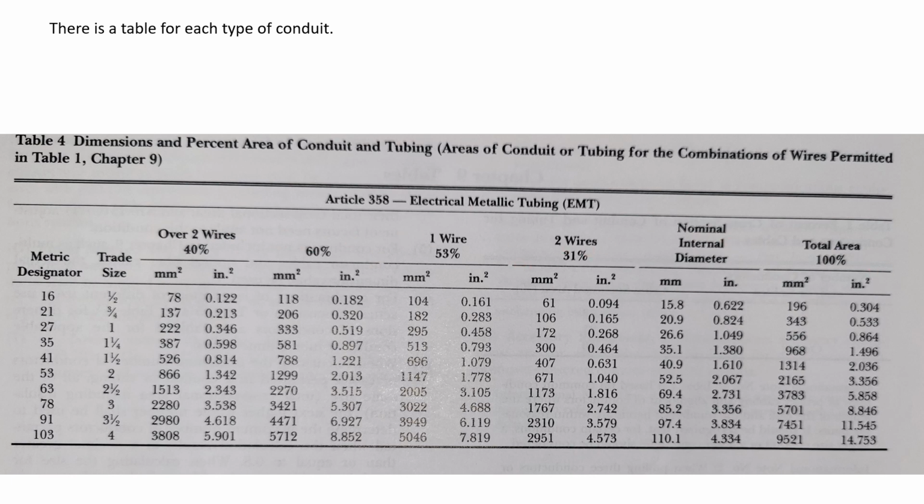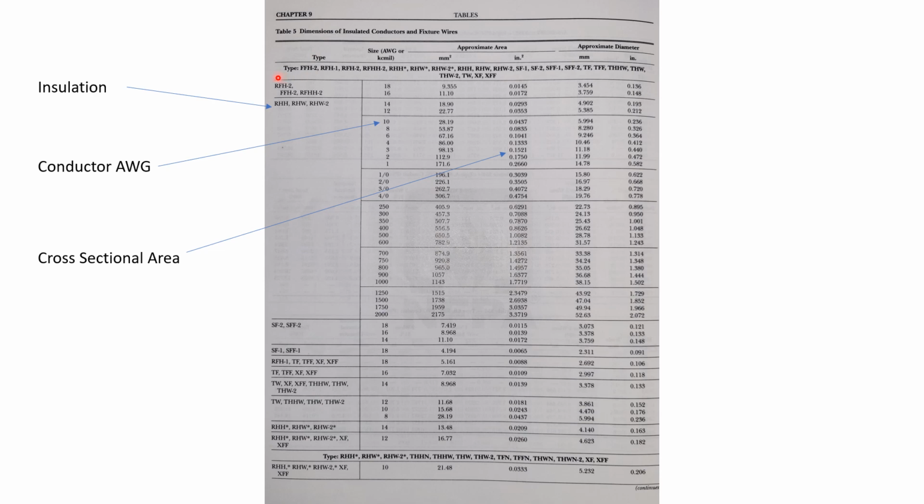All right, so we're going to go to Table 5. There are several pages of Table 5. This is just the first page. It has the insulation on the left-hand column, which might look familiar from some other tables you've seen. You have your conductor gauge in the second column. We don't have to worry about the millimeters. And then we have this column, which is our cross-sectional area in square inches.